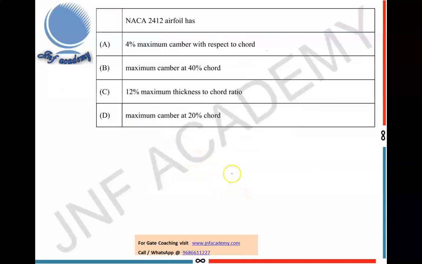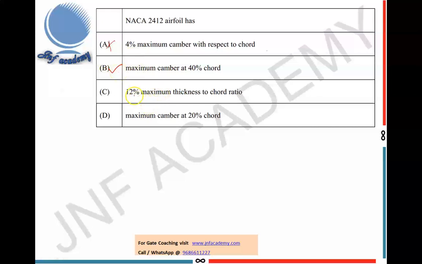So in that way, 2% is the maximum camber with respect to chord, right? Because the first digit represents the maximum camber, but it is given as 4%, so this is not correct. Maximum camber is at 40%. That's right, because the second digit is in tenths of the chord, and that is the location where the maximum camber will happen. So option B is right.